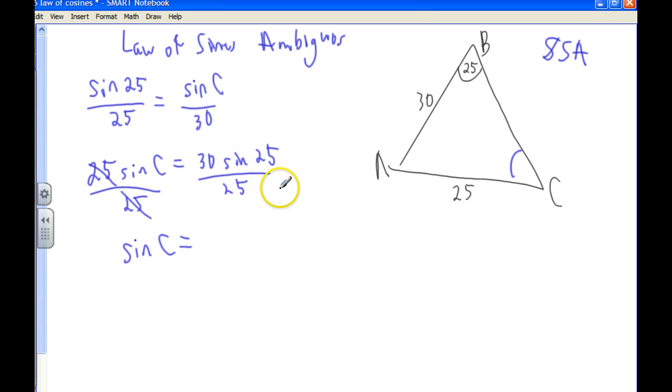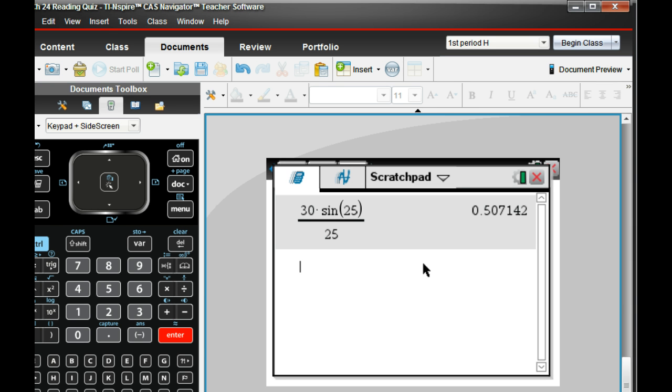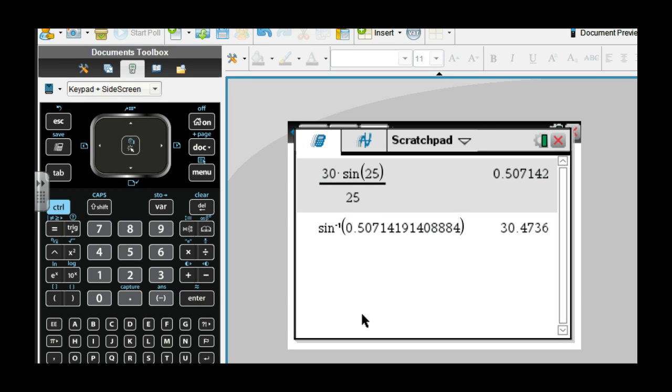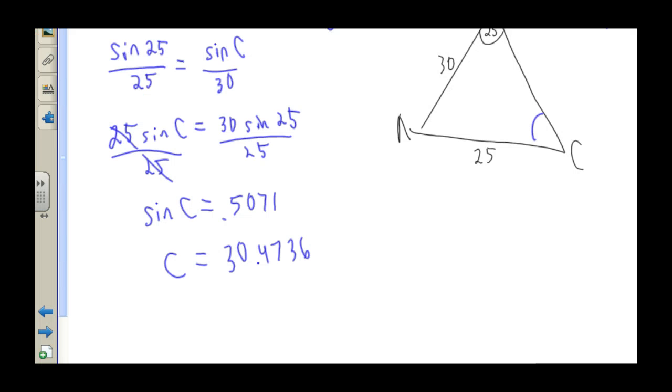Now you need to get your calculator out, type that in. Okay, so I typed that in the calculator, so I got 0.5071. So then you type in the inverse sine. And what the 0.507 told us is that when we do inverse sine, it's going to have a value there. It's not going to give us an error. So right away, now we know that this has at least one triangle to it. It's not a no triangle problem. If this number was bigger than 1, then it is no solution or no triangle.